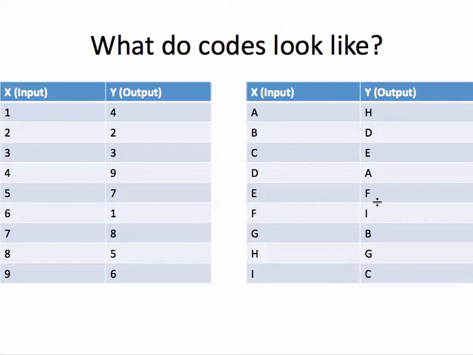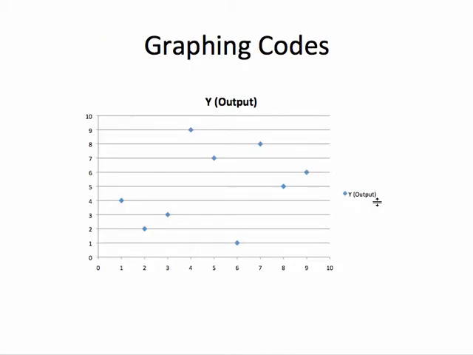How they look on graphs. This was the number code from the previous slide. The inputs are down here on the bottom. So when you put in the number 1, you got out the number 4. 2, you got 2. 3, you got 3. 4 was 9, and so forth.